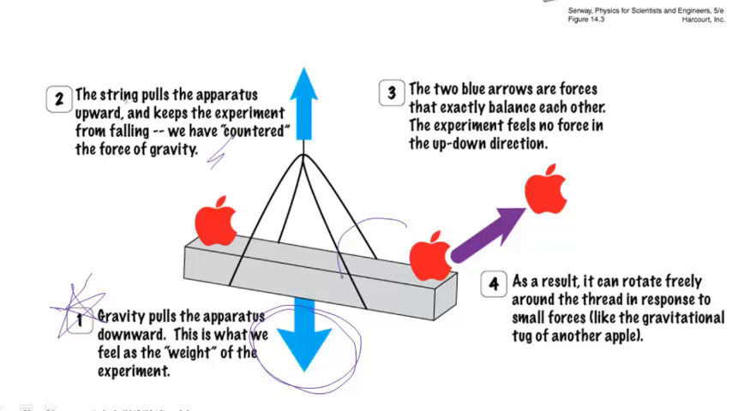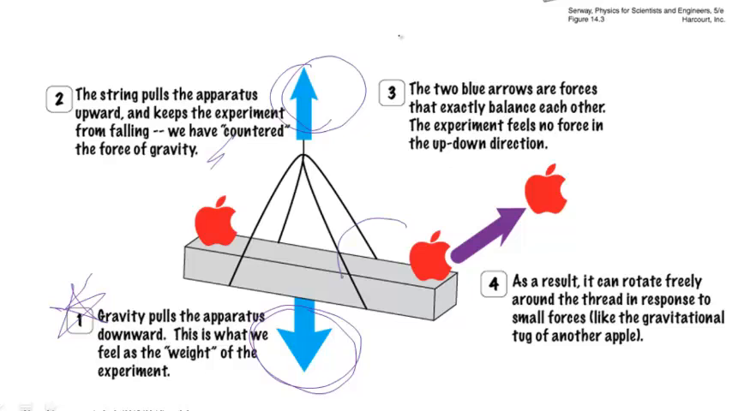Okay, then we've got this string to even out the teeter-totter and keep it from tipping one way. And so this string pulls the apparatus upward. This could be like the tension force, because that's the force in a string or a rope. And this keeps the experiment from falling. And so now we have countered or balanced out the force of gravity. So if we look at step 3, the two blue arrows are forces that exactly balance each other, so the experiment feels no force in the up or down direction. So basically we are balancing out gravity with an upward force.